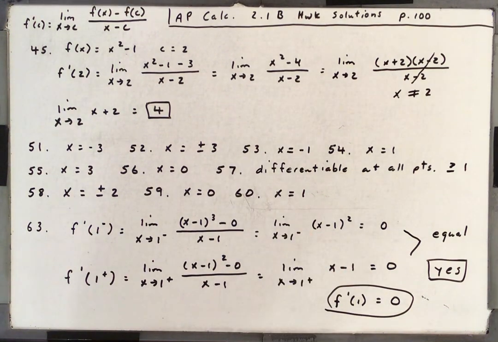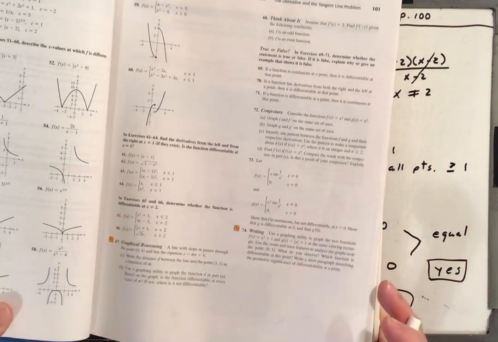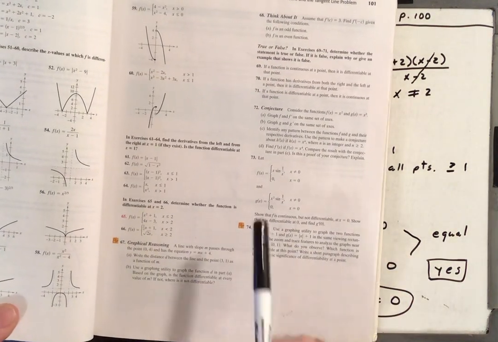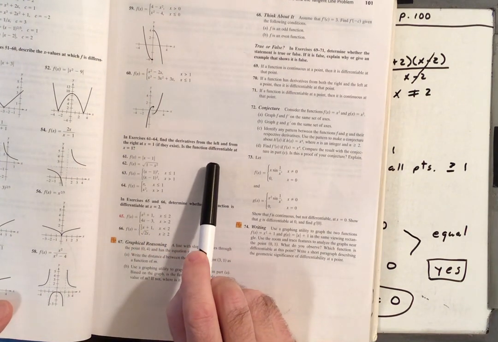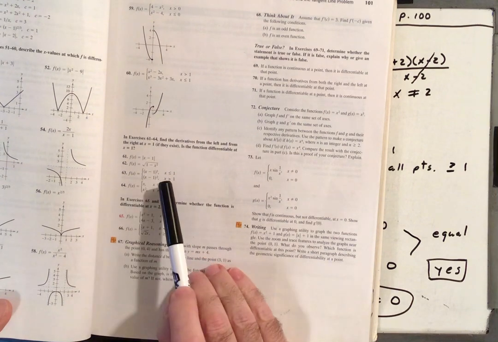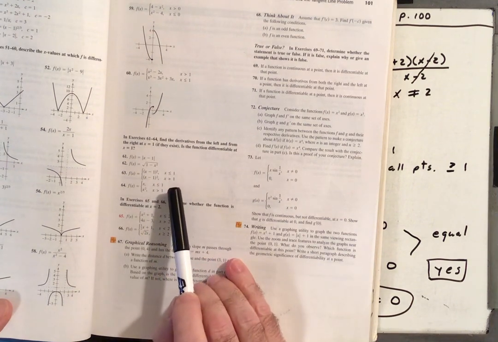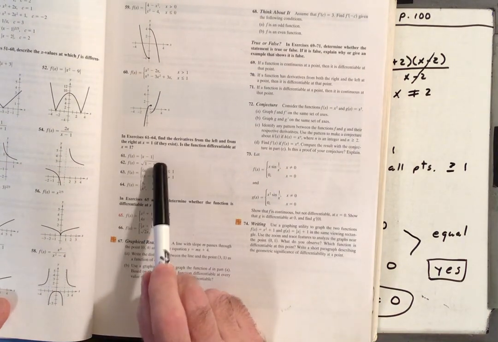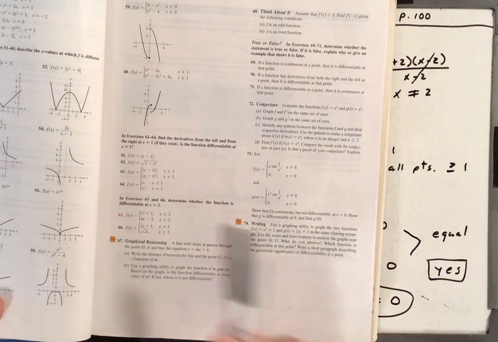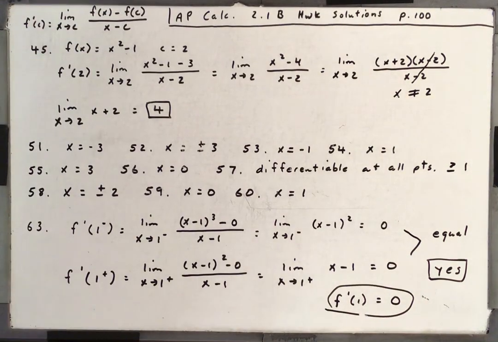And I was able to fit 63 on there, and then I'll do 64 through 66 after I erase the board. Okay, so 63, we have a piecewise function there. We want to find the derivative from the left and the right. We're going to use the alternate form and see if it's differentiable at that point. So for 63, it's x equals 1. We've got x minus 1 all cubed, then x minus 1 all squared when x is greater than 1.